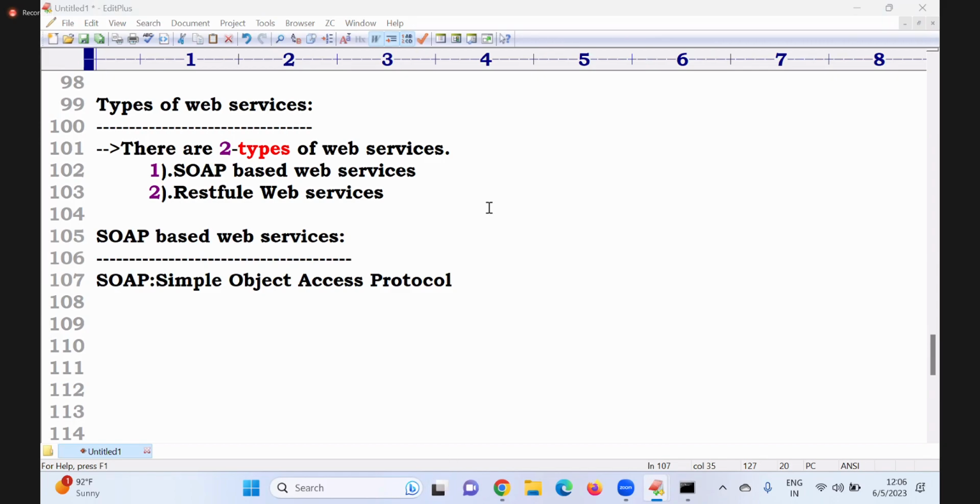HTTP and HTTPS, where S means more secured, an advanced one. SMTP, FTP, and many more. That is Simple Object Access Protocol. SOAP-based protocols follow an XML-based format.